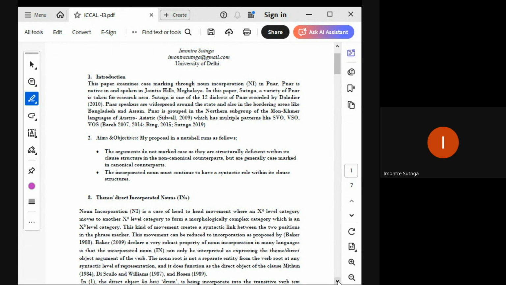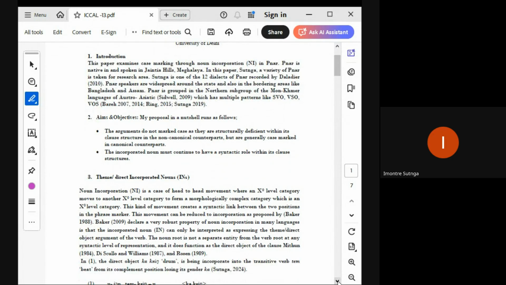So what do I mean when I say the non-canonical is the incorporated version, and when I talk about the canonical counterpart, I mean to say the non-incorporated form.